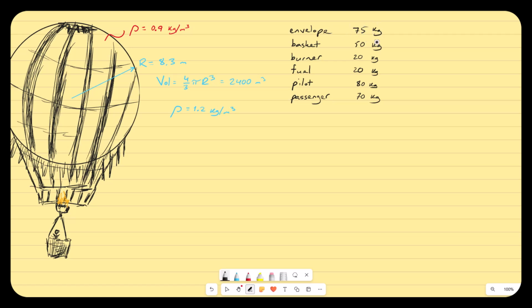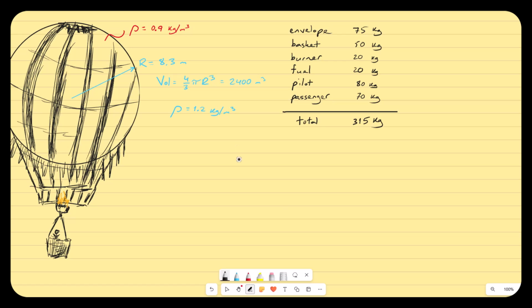Okay, I found these values pretty quickly. The envelope, that is the part of the balloon that's what the balloon itself is made of. So if it were empty, that's what the balloon fabric part would be. The basket, that's straightforward. The burner is the part that's burning fuel. The pilot and the passenger together, maybe 150 kilograms. Let's go with this. So we get a total mass of 315 kilograms.